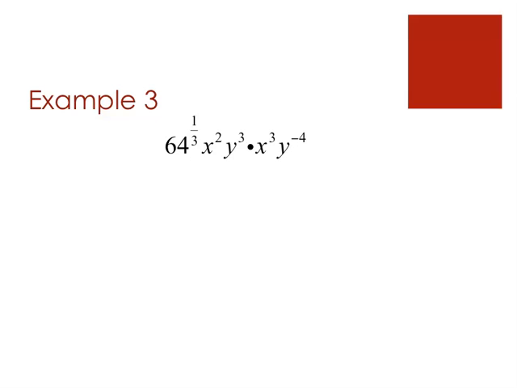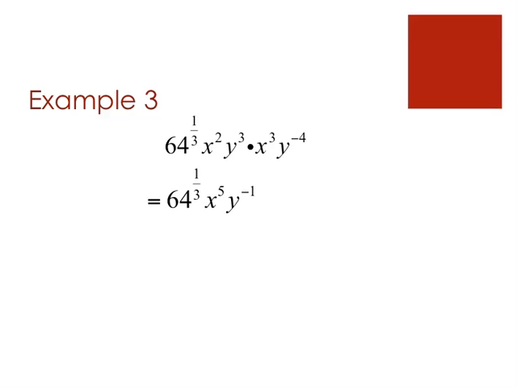All right, here's the first one. 64 to the 1/3, x squared y cubed times x to the 3rd y to the negative 4th. Okay, so we notice how we are multiplying. We have x squared y cubed times x cubed y to the negative 4th. When we're multiplying and when we have the same base, we can add exponents of the same base together. So the x squared and the x to the 3rd, because they are the same base, we can add those exponents and get x to the 5th. Same thing with y, we have y to the 3rd, y to the negative 4th. We can add those exponents together and get y to the negative 1st.